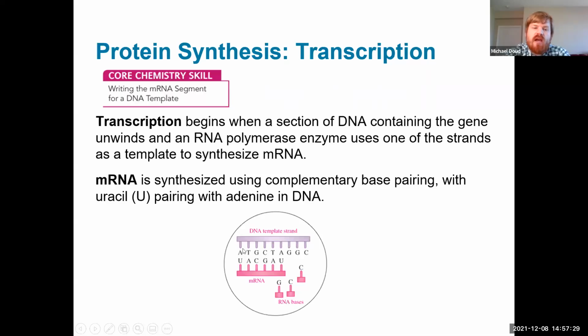So for example, here, if we have the DNA template strand that's ATG, CTA, GGC, we know that it's going to pair A to U, T to A, G to C, C to G, T to A, A to U, G to C, G to C, and then C to G. This is kind of what we're seeing as the mRNA is being synthesized.